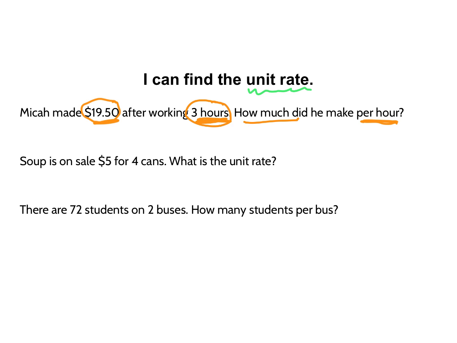So 19.50 divided by 3 is, it says 6.5 in my calculator, but I want to write this so it makes sense. It's talking about money, so I'm going to put a $ sign at the front. I'm going to add a 0 so it looks like money. $6.50. All right. Soup is on sale, $5 for 4 cans.